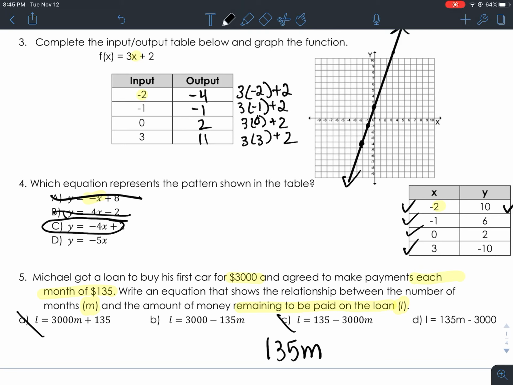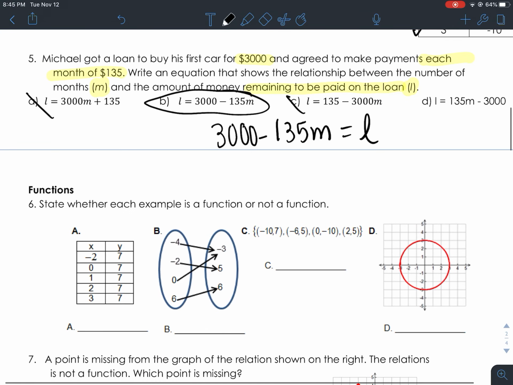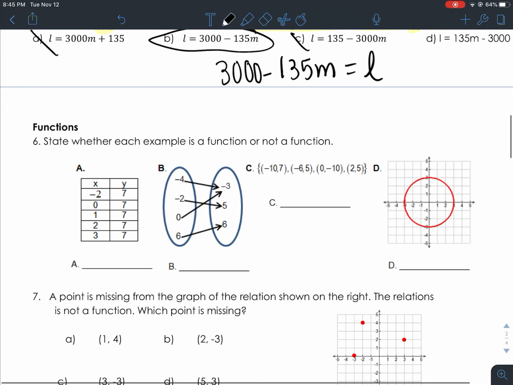I'm starting with the amount of money, $3,000. Since they're asking how much money is remaining to be paid on the loan, it's just going to be a regular $3,000, because currently there's $3,000 left on the loan, and then each month it's decreasing by 135. So it's going to be 3,000 minus 135, which is that one. Okay, and like I said, we're going to do the first 2 pages.